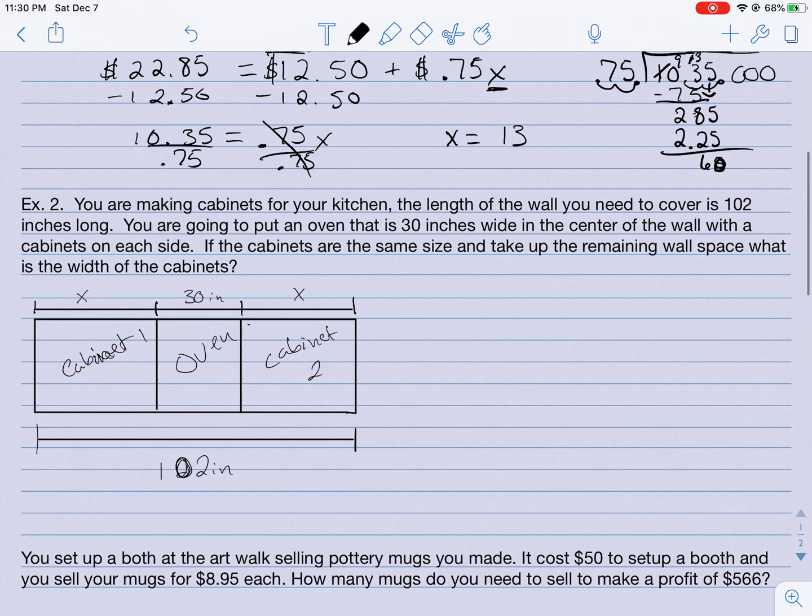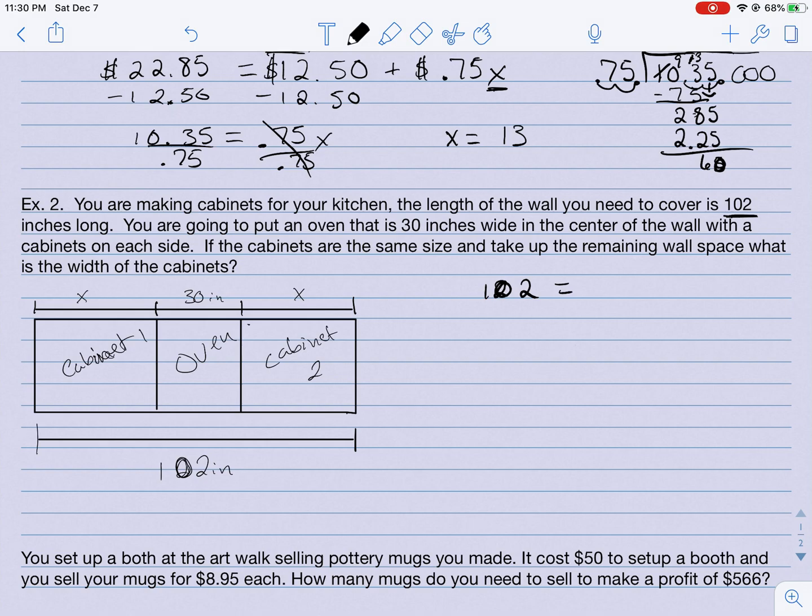Okay, you are making a cabinet for your kitchen. The length of the wall you need to cover is 102 inches long. So that 102, that's the total length. So we'll write 102 equals. Okay, so now what's going to take up that 102 inches?